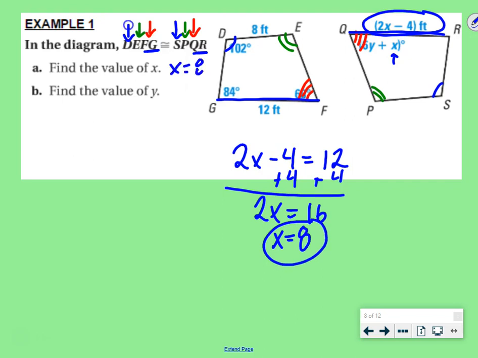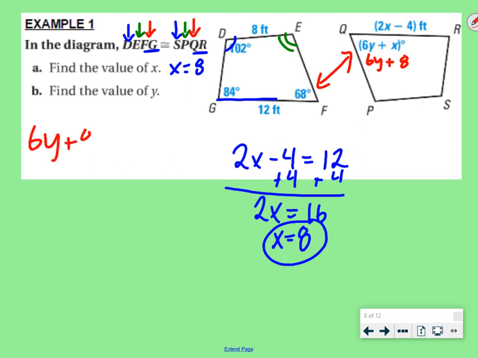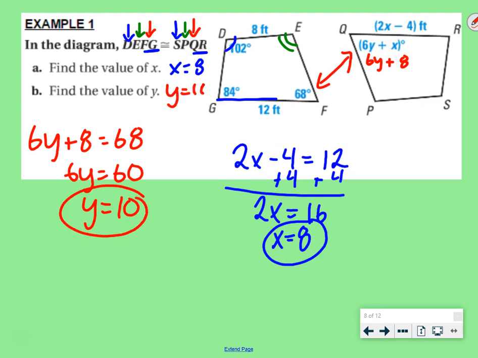X equals 8. Now that we have our value of x, we can solve for our value of y, because now we know that angle Q is equal to 6y plus x, which is 8. Now angle Q corresponds to angle F, so we look at angle F, which is 68 degrees, and we can set these two equal to each other since they are congruent. 6y plus 8 equals 68. Subtract 8 from both sides, we get 6y equals 60. Divide both sides by 6, we get y equals 10.